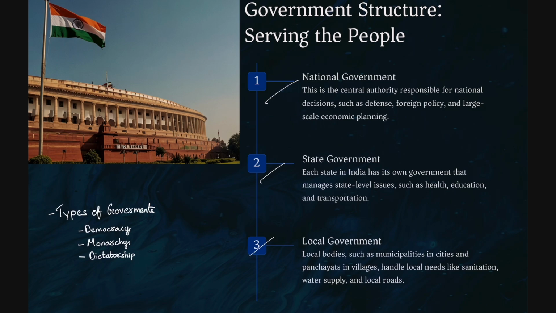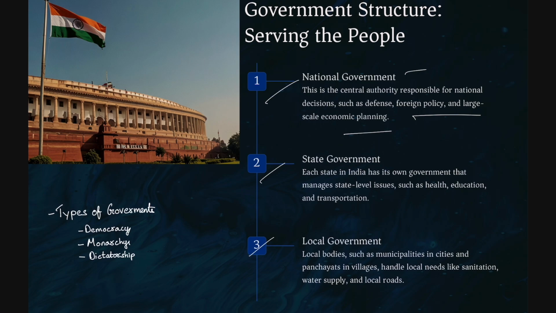Clear? The national government. At the national level, the Indian government handles matters that affect the entire country. This includes defense, foreign relations, and national economic policies. For example, India's international trade agreements are handled by the central government. Similarly, national security matters are also handled by the central government.